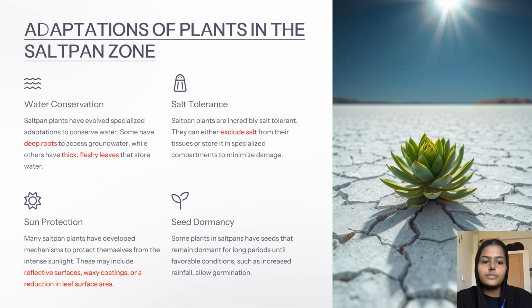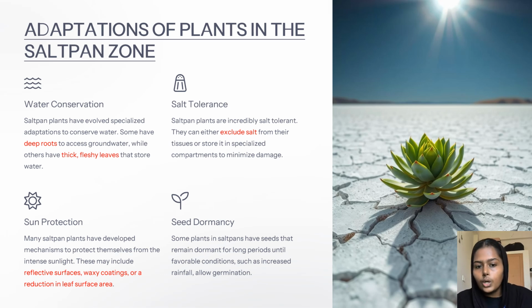Most of the plants that live in this salt pan zone exhibit a similar mode of adaptation. Coming to water conservation, as I've mentioned, there is limited access to fresh water. So they either develop very deep roots which can penetrate deep into the underground and access the water present in the underground, or they have very thick fleshy leaves which reduces the rate of evaporation.